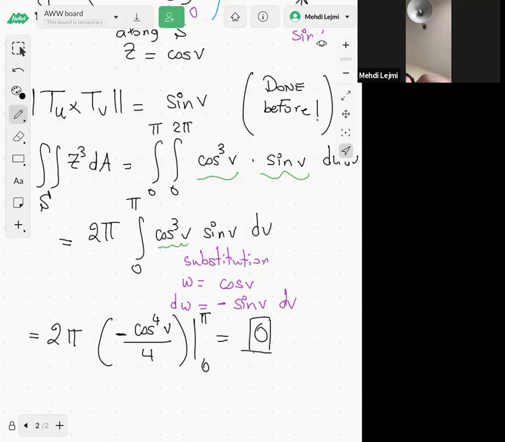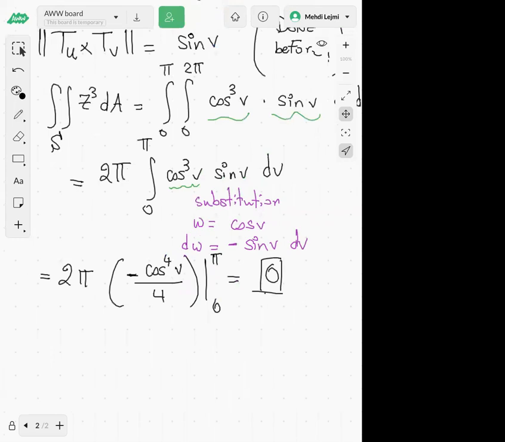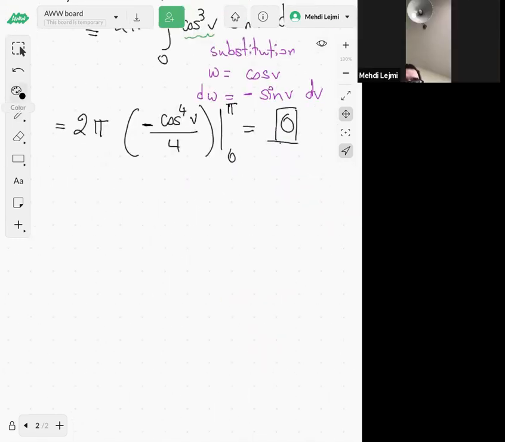Here's an exercise for you. I'm going to give you a couple of scalar surface integrals to evaluate.